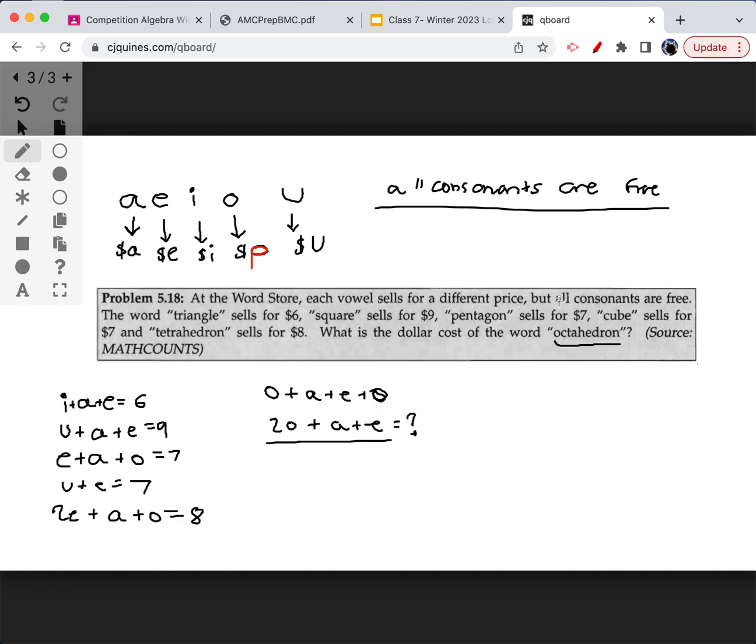Oh, it says 2 times O. Oh yeah, I forgot that I changed it to P over here. So remember that an O just costs P dollars. So it says P plus 2P plus A plus E, where an O costs P dollars. Okay, so I don't really remember the answer, so we'll just go over it now.